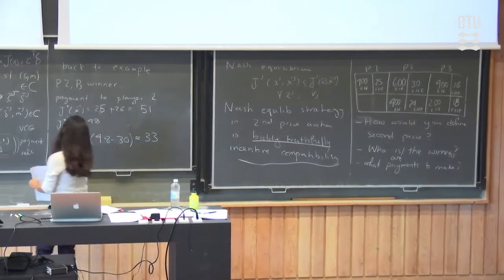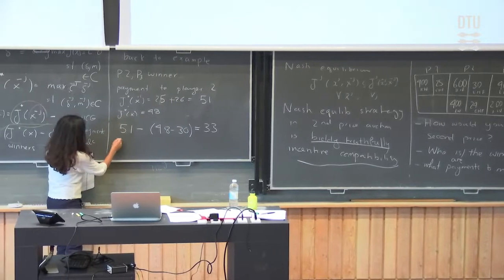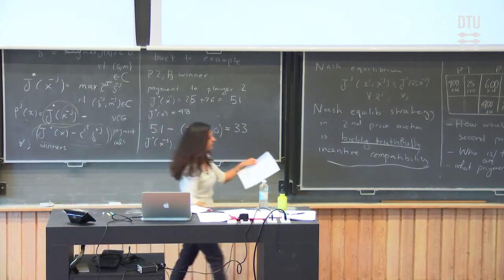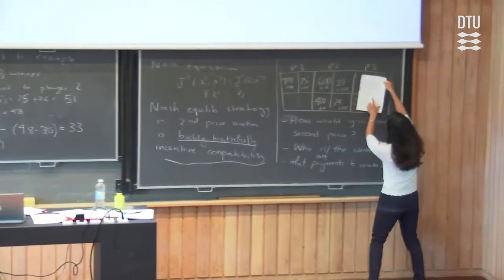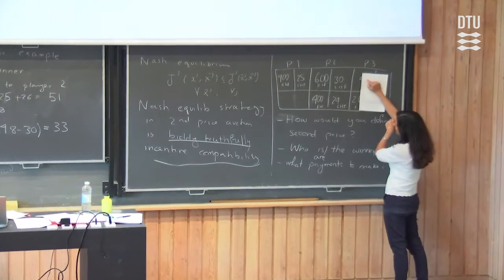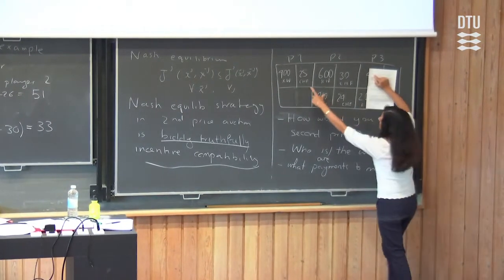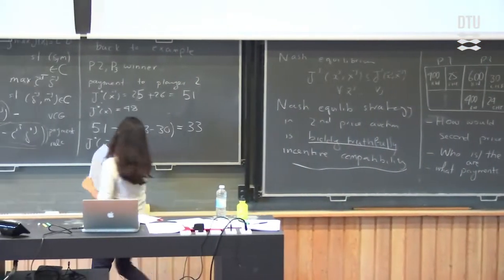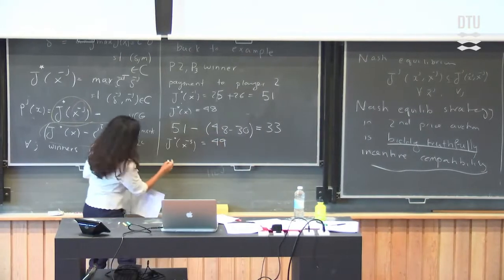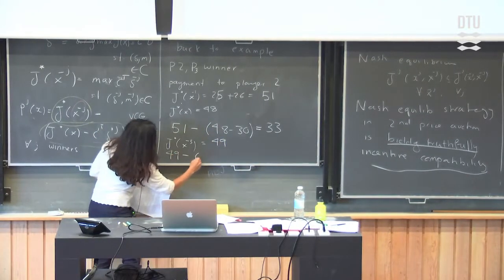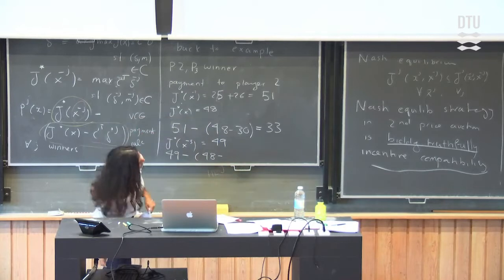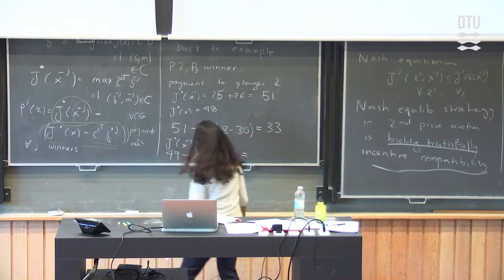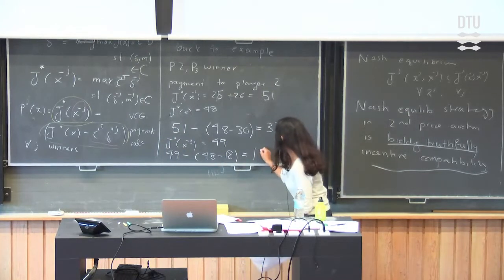And if you do the same thing for player 1, J star of x minus player 3, who is the other winner: if I take away player 3, then the cheapest way is 24 plus 25, so it's 49. So the payment is going to be 49 minus 48 minus their accepted bid, which was 18, 30, 40, 19.